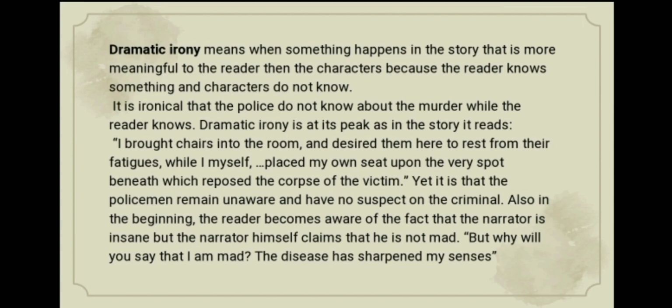Also, in the beginning, the reader becomes aware of the fact that the narrator is insane, but the narrator himself claims that he is not mad. In the line, "But why will you say that I'm mad? The disease has sharpened my senses." This is the end of my discussion on the use of figurative language in the story of Edgar Allan Poe.